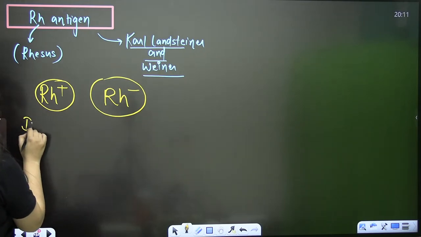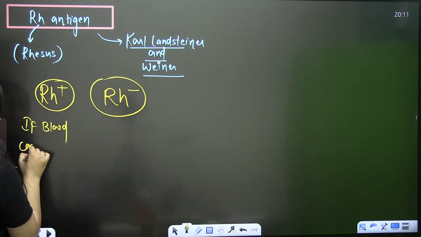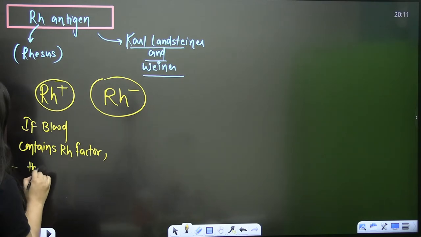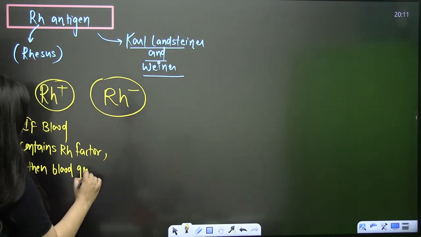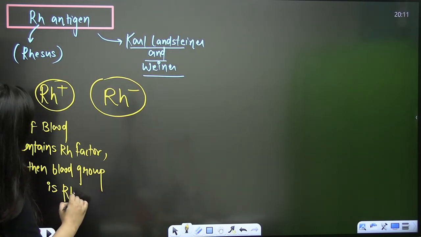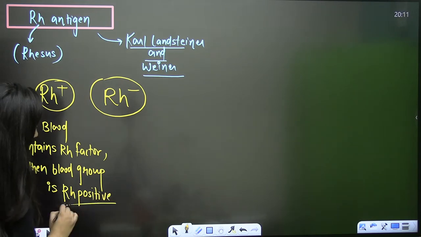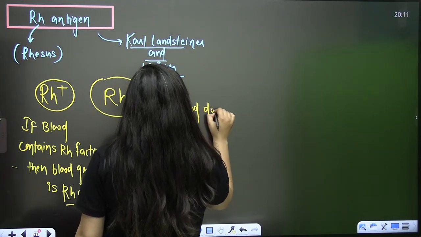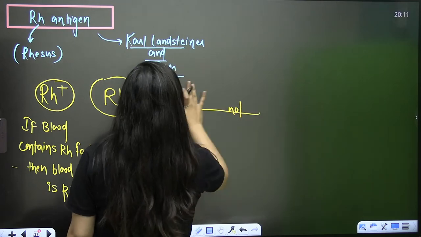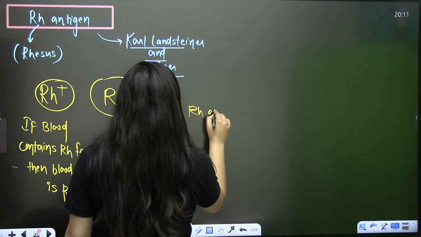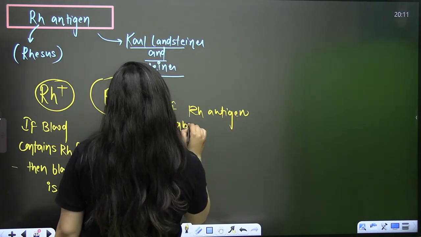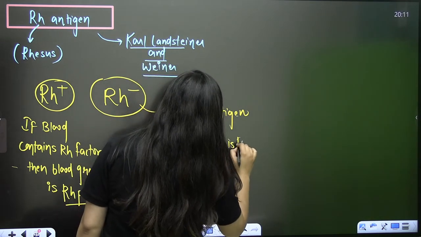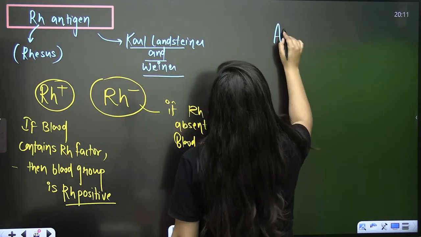Let's say if blood contains Rh factor or Rh antigen, then blood group will be Rh positive. Now, if the Rh antigen is absent, blood group is Rh negative.